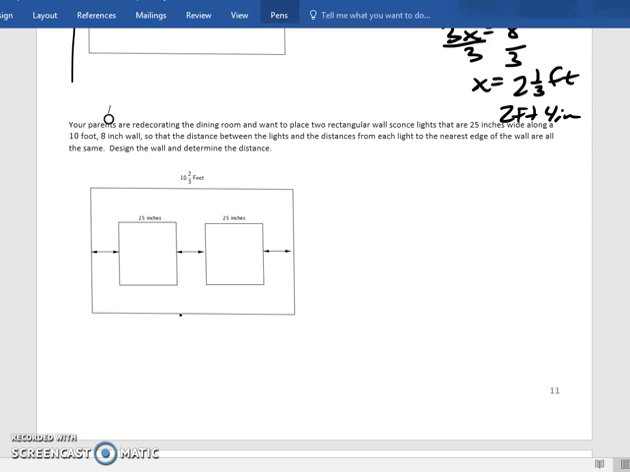Now, what's interesting about this particular problem is our units of measurement. Yeah, I know I'm not happy about it either. We're in feet here, we're in inches.